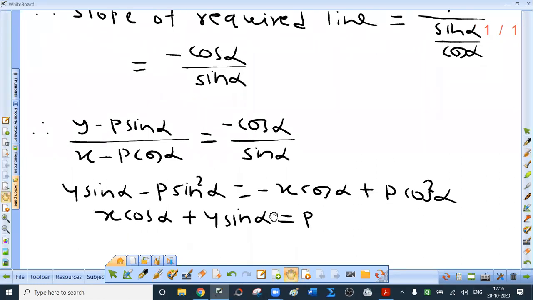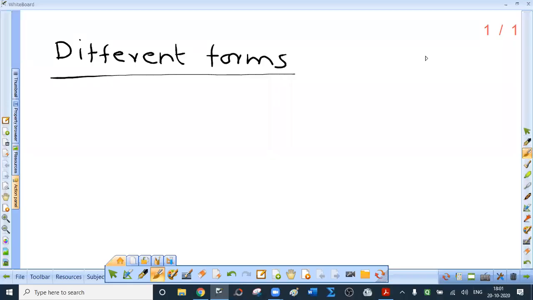This is equation of line in which form? Normal form. What is p? Length of the normal, that is length of perpendicular drawn from origin on the line. And alpha is angle made by normal with positive x-axis. We will just list all the important forms of an equation of a line. The proofs are given in that PDF file. Different forms of an equation of a line.